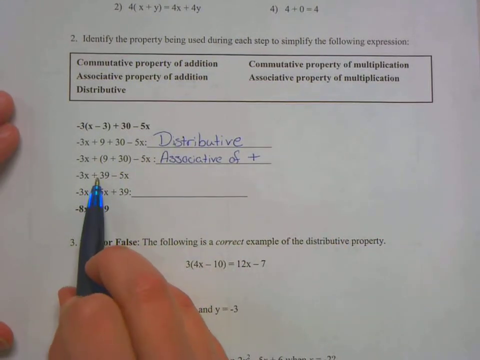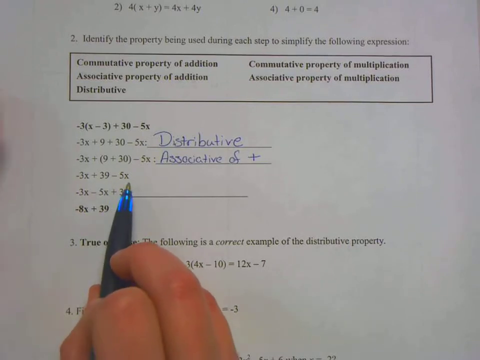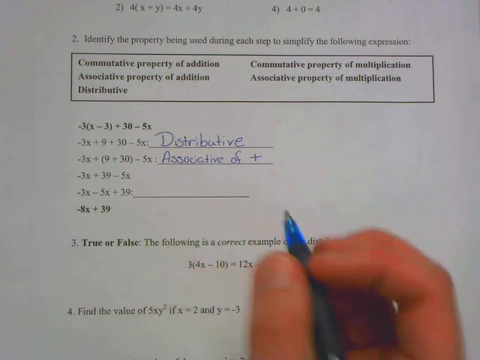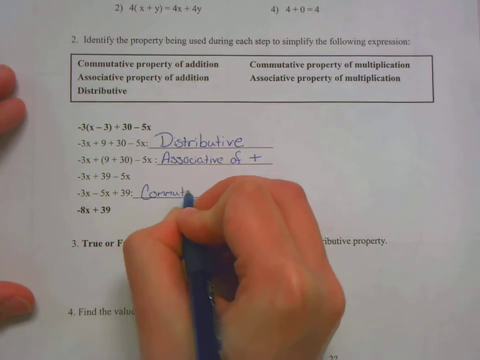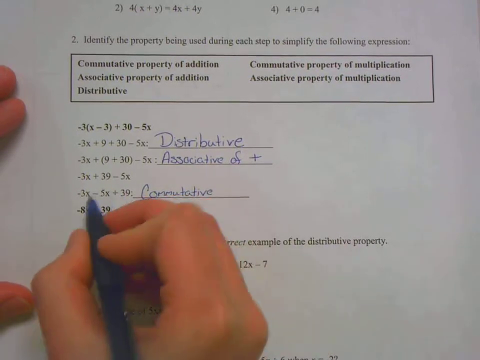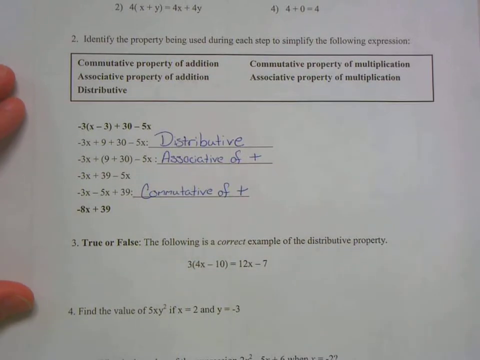Then from my 4th line to my 5th line, it looks like I moved this minus 5x into the second spot and the plus 39 went to the end. So changing the order of things, that is commutative. And again, it was just addition. It wasn't things being multiplied. So it would be the commutative property of addition.